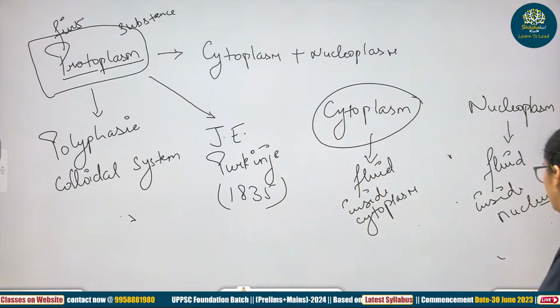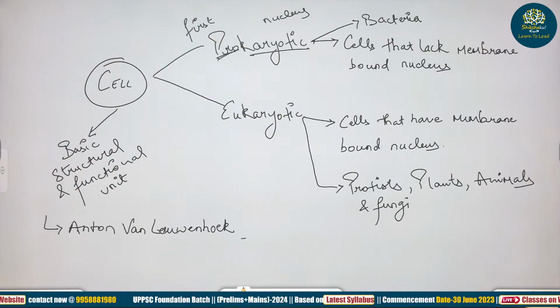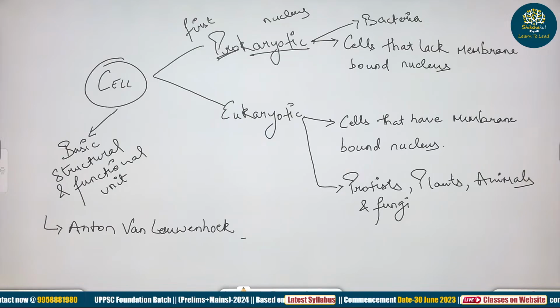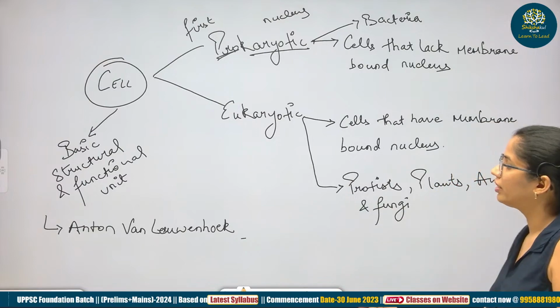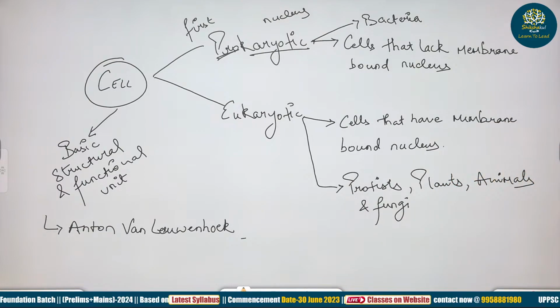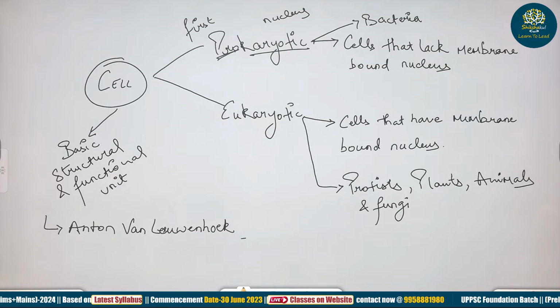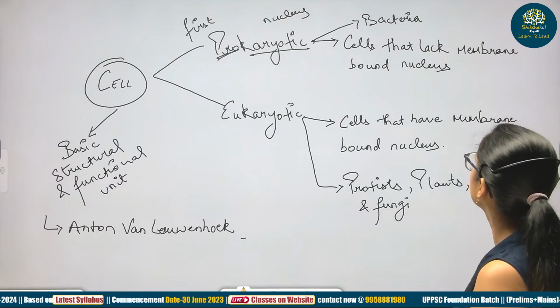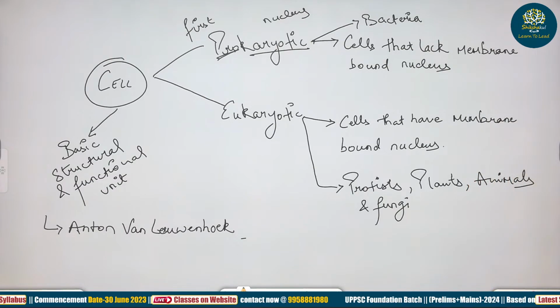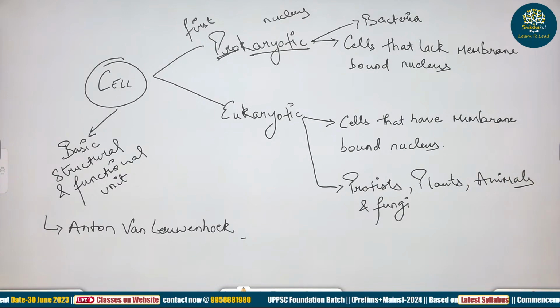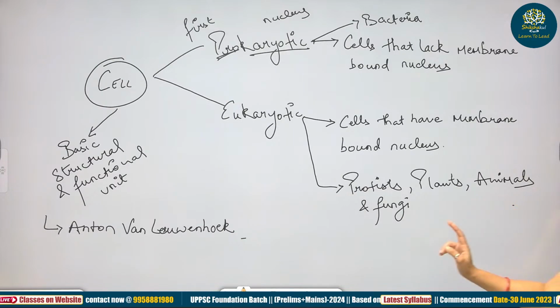Okay, so today we have studied the three topics. First, the cell. What is cell? Cell is a basic structural and functional unit. Who invented the term cell? Anton van Leeuwenhoek. On the basis of this, we have divided the cell into two types, prokaryotic and eukaryotic. Prokaryotic cells lack a membrane bound nucleus, and eukaryotic cells have a membrane bound nucleus. Examples of prokaryotic are bacteria or blue green algae. In eukaryotic, the examples are protists, plants, animal and fungi.